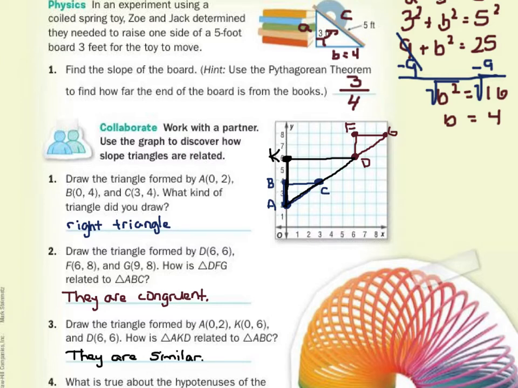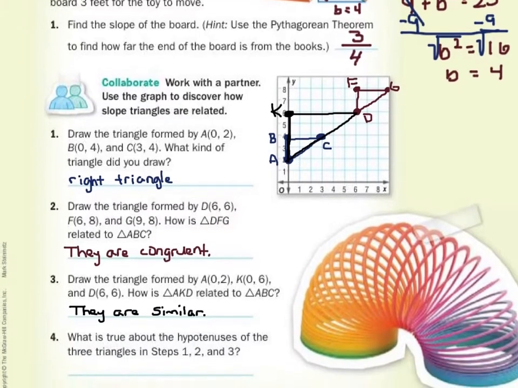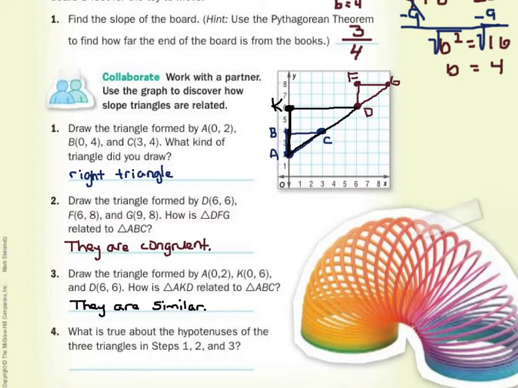So what is true about the hypotenuses of the three triangles in steps 1, 2, and 3? Well, our hypotenuse for triangle ABC is right there with AC. DG is the hypotenuse of that triangle. And AD is the hypotenuse of this triangle. And what we can say here, if we go down a little bit, is that they all fall on the same line.